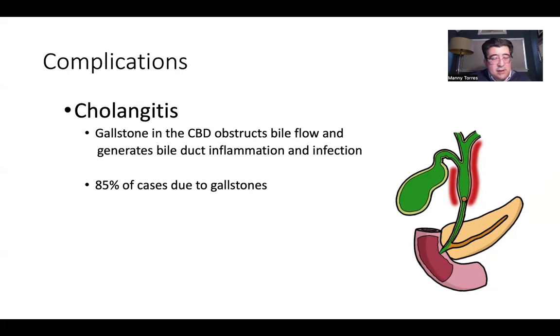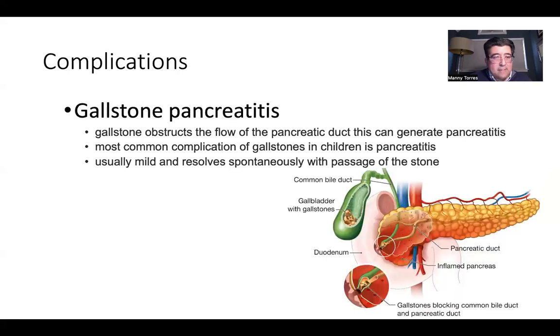85% of cholangitis are due to gallstones. If the gallstone migrates down the common bile duct and obstructs the flow of the pancreatic duct here distally, then the blockage of the pancreatic duct may lead to inflammation of the pancreas. This is the most common complication of gallstones in children and occurs in 8% of cases. In pediatrics, it's usually mild and resolves spontaneously with the passage of the stone.